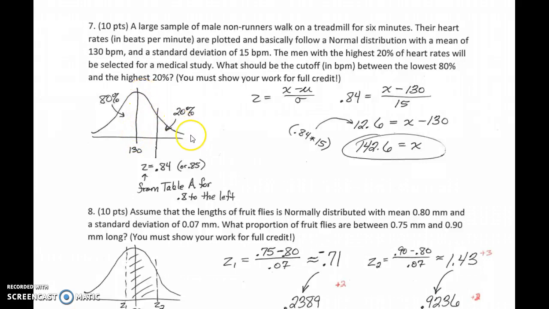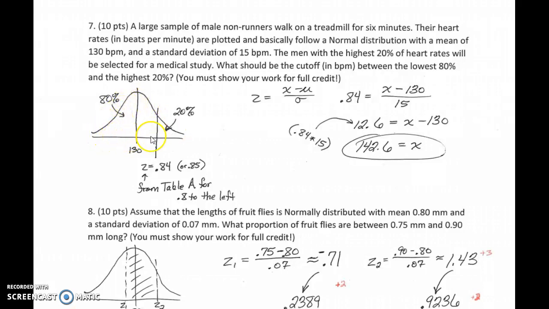So it might be helpful to plot that really quickly. So 130 there is our mean. But what we really want is the cutoff between the lowest 80% and the highest 20%. So you see I have a line drawn in there, and that's just a rough sketch so that roughly 80% of the area of this normal distribution is to the left, 20% is to the right. So where do we go from here? We know that Table A is a conversion table. So if we have a z-score, it'll tell us what proportion of the scores are below that z-score. If we know the proportion below, we can get the z-score, and that's what we have here.